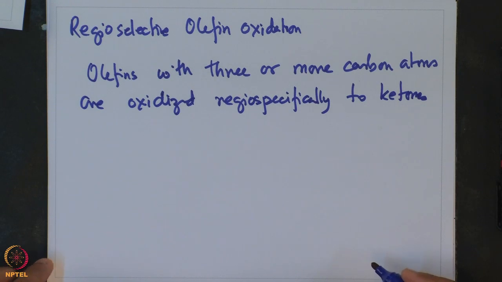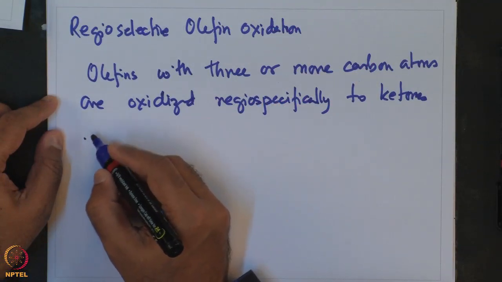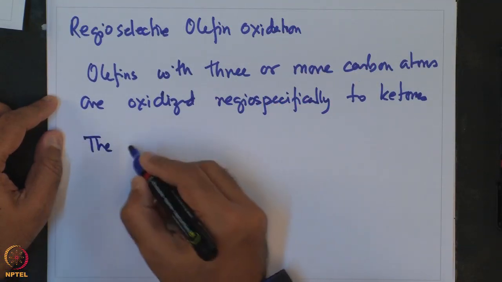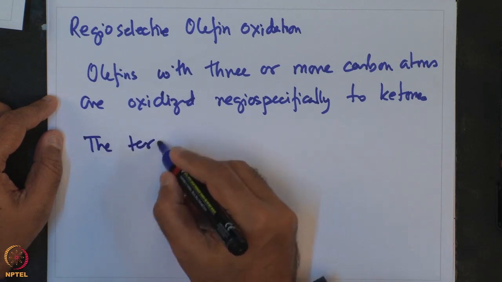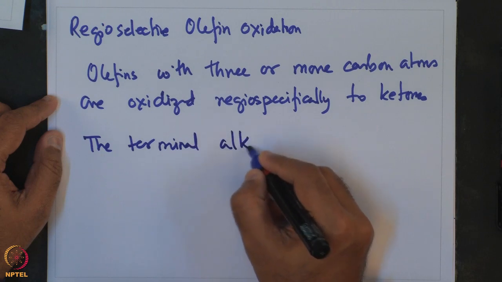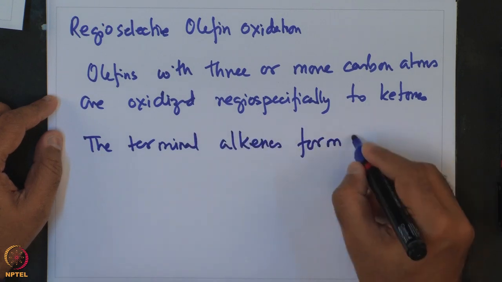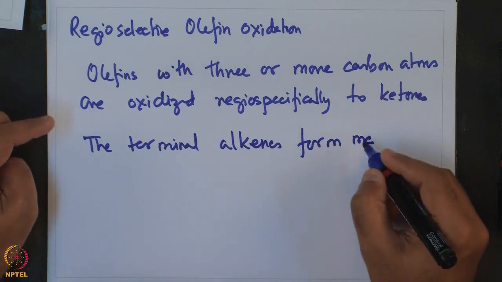As a result, terminal alkenes form methyl ketones.